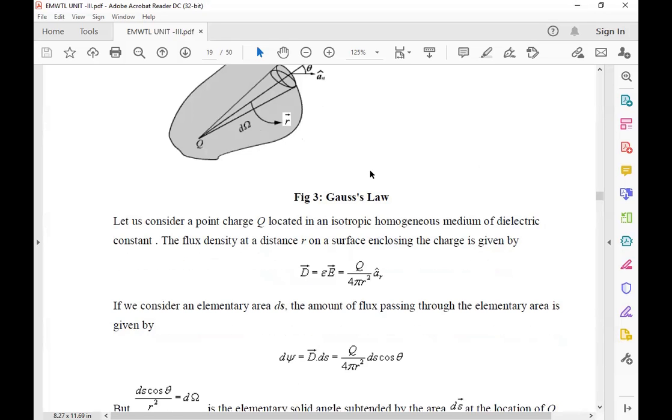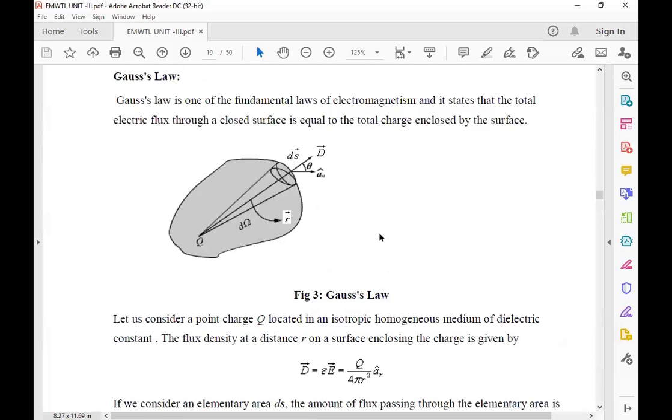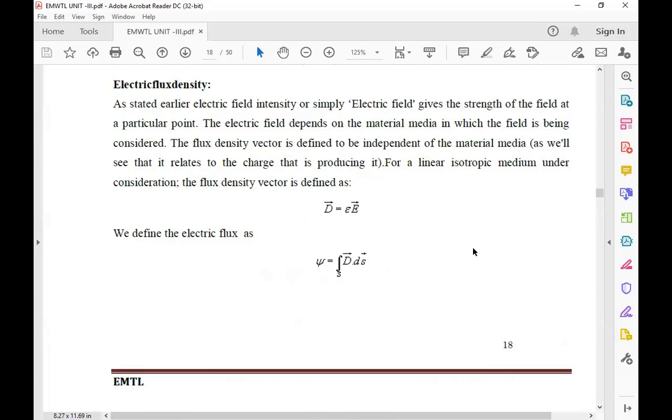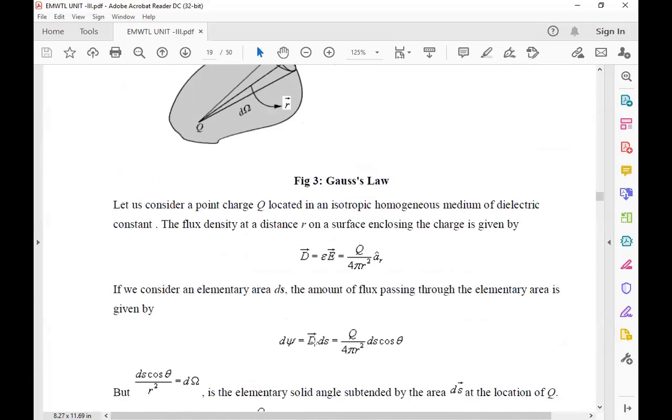It is a relation of the psi. Psi is equal to integral d bar dot ds, or you can remove the integral. Here, d psi is equal to d bar dot ds. What is d bar? For the point charge, q by 4 pi r square into AR bar, dot ds. ds is also in the same direction.